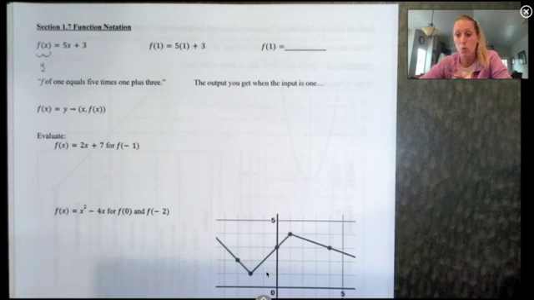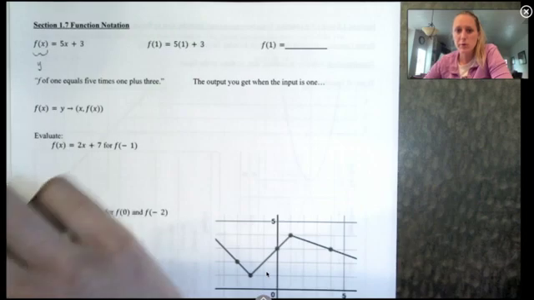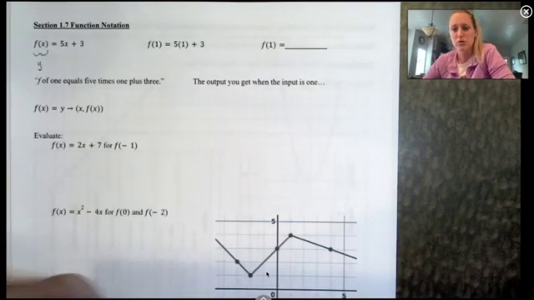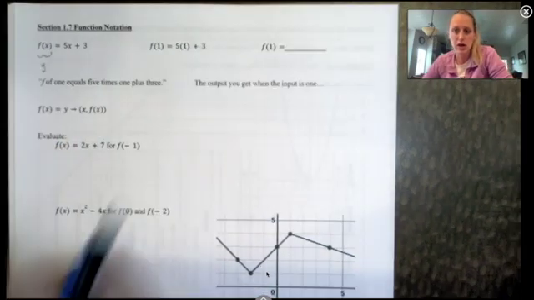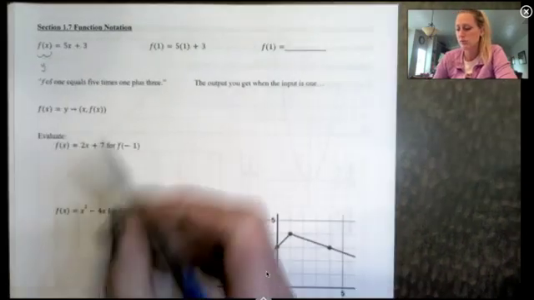So you might ask, why the heck then do we have a different notation? Well, the reason why we like function notation is it allows us to evaluate functions and see the input and output at the same time. So here's what I mean by that.